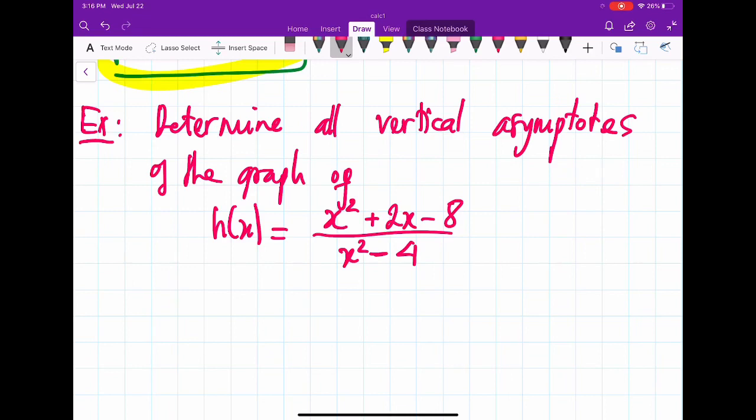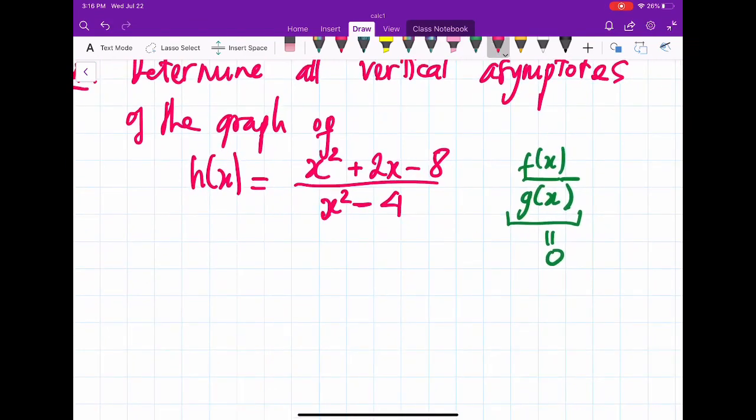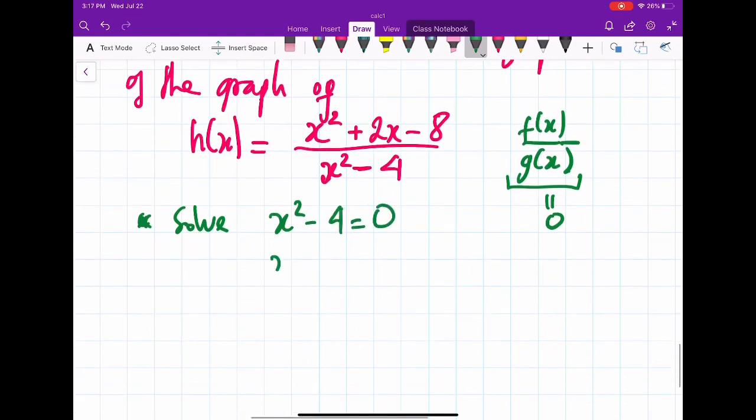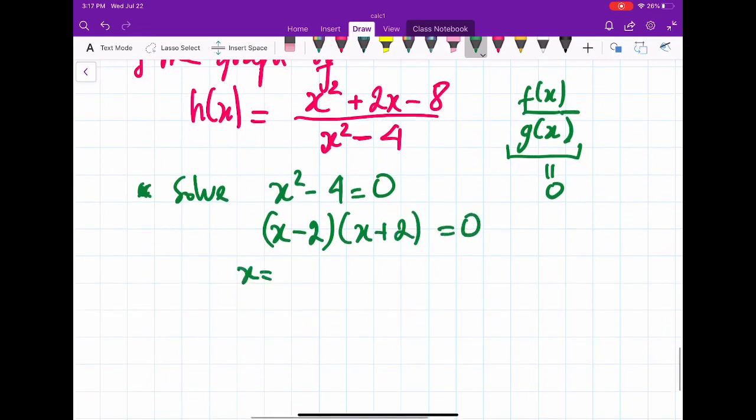In the following example, we see that when you have a function of the form f(x) over g(x), and you finish the first step, I mean you solve this equation, you can find all candidates, but not every candidate will be a vertical asymptote for the graph. Again, we need to put g(x) equal to 0. That means we need to solve x squared minus 4 equal to 0, and you have (x minus 2)(x plus 2) equal to 0. You have x equal to 2 or x equal to -2. I just put each of these factors equal to 0 and solve for x. All right, so we have 2 points, 2 candidates.